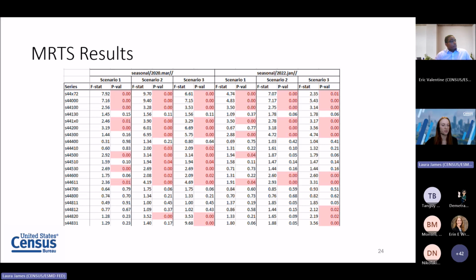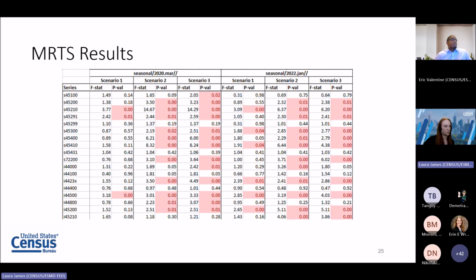And here's just a table of some of the results. So this shows our series here. These are our sales time series. It has the F statistic and the p-value for each of our 3 different scenarios under the 2 different change of regime regressors. This slide here shows the remainder of the sales series and all of our inventory series.